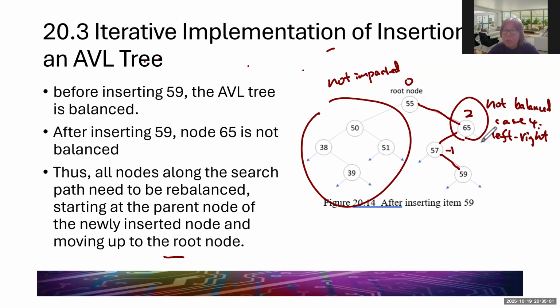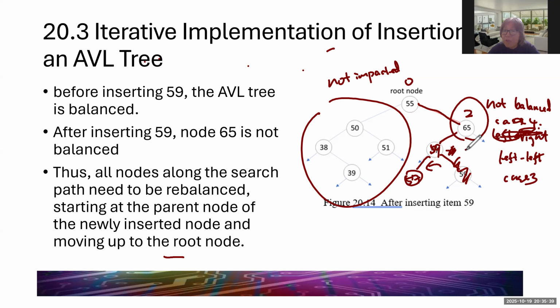With this case 4, what we need to do is first do the left rotation for the left child 57. So basically you move 59 up and then 57 here. So now it's changed to the left-left case. So that's case 3.